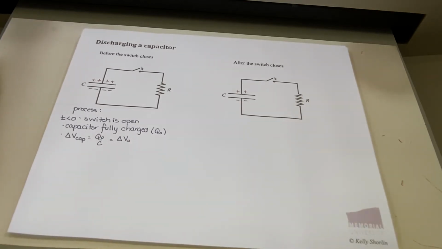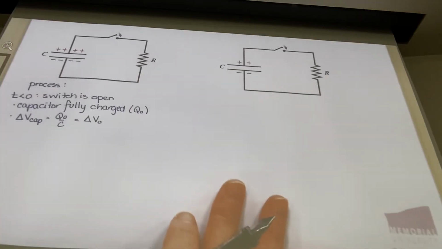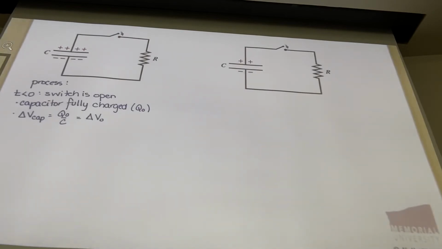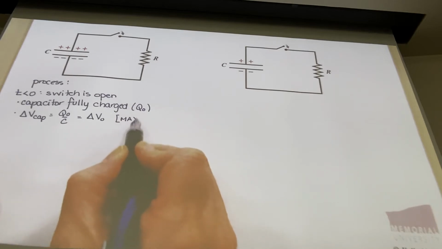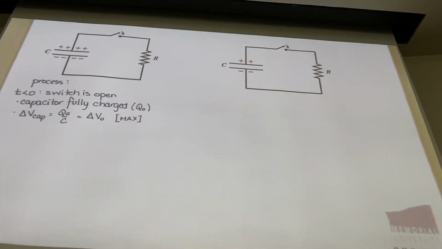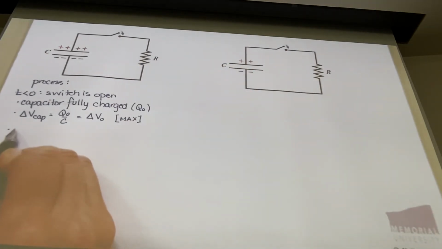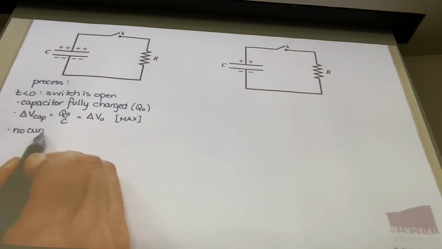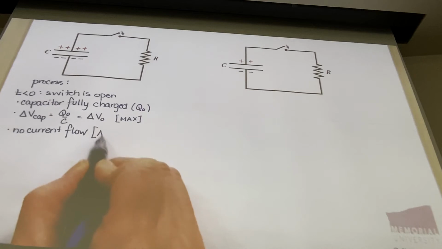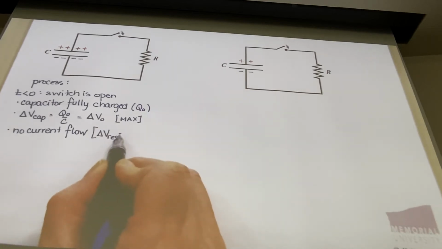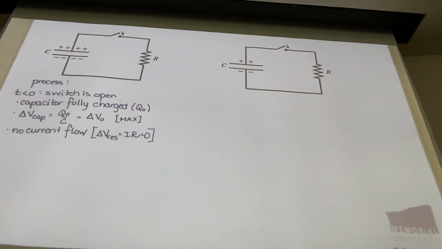Some places might also call it delta V max. You'll have different people say different things. But this will be the biggest potential because our capacitor is carrying its full charge. Because the switch is open, there's no current flow in this circuit. So let's put that in as well. If there's no current flow, then that might make us think that delta V across the resistor, which is I times R, is equal to 0. So we might think those things as well.